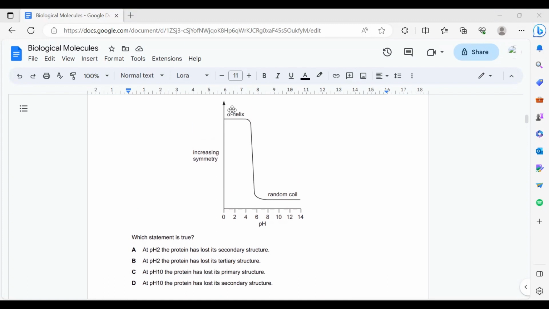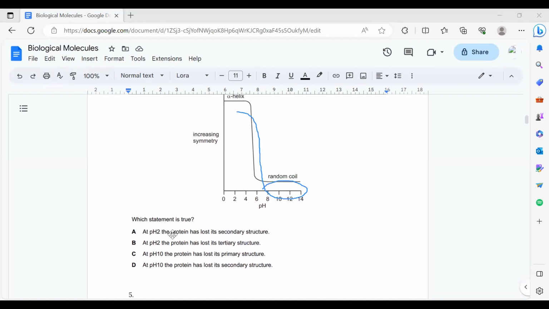As we can see, it has an alpha helix shape. Alpha helix denotes a secondary structure because, as we have discussed earlier, a secondary structure of a protein includes either alpha helix or a beta pleated sheet. After pH 6, it is denaturing and becoming a random coil, as you can see through this graph. It's losing its shape. So which of the statements is true?